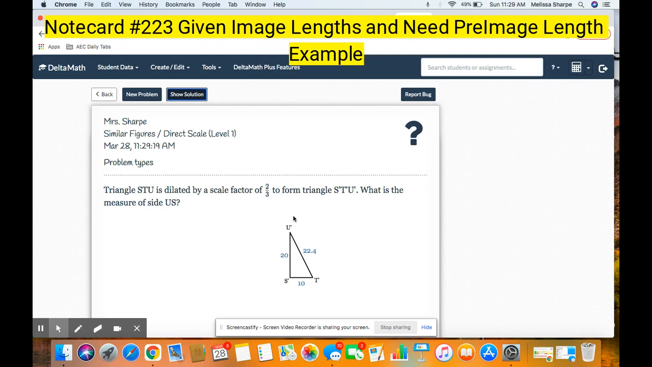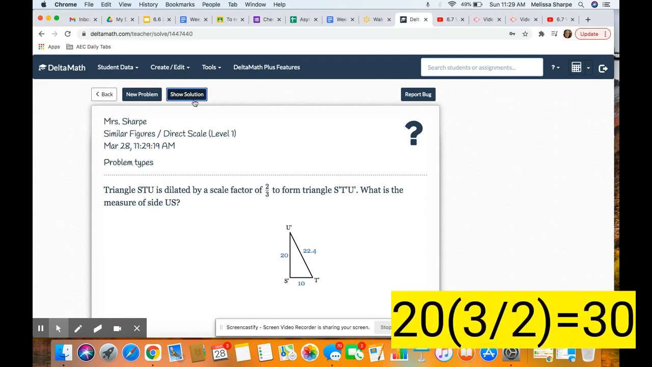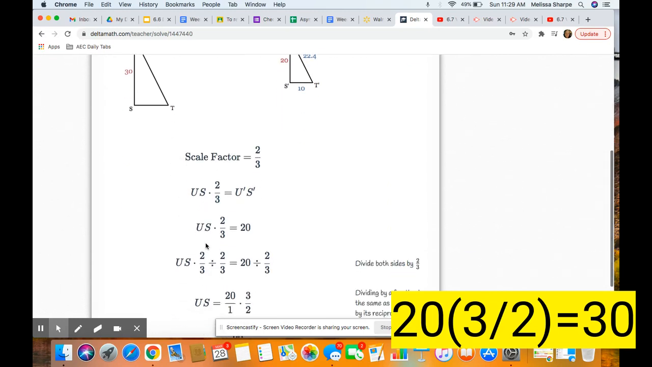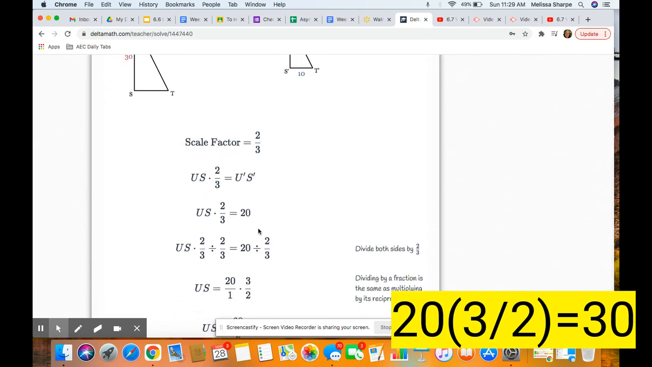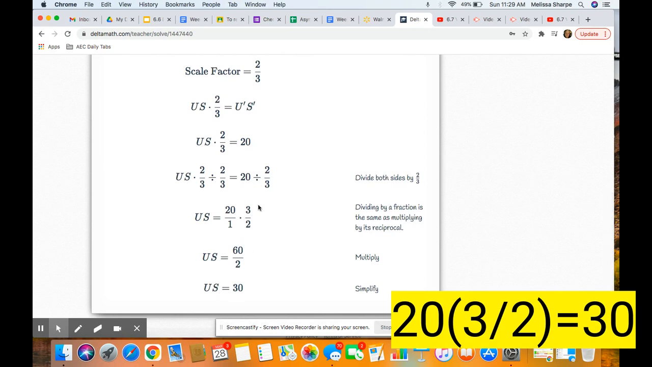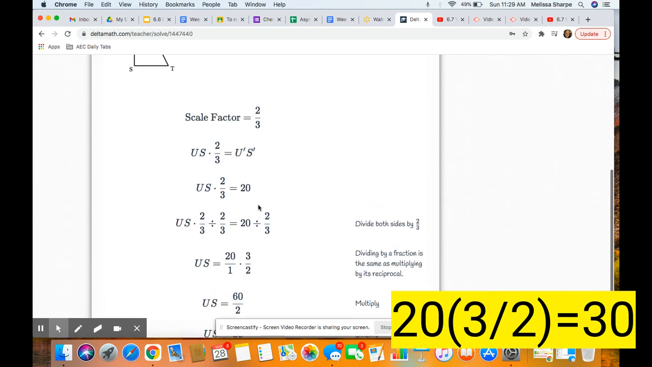So here's another one where they gave us the primes. They gave us the image. And they want us to get back to the pre-image length of US. So I know US would be over here. And I don't know what its length is, but I know that the image is 20. And I know there was a dilation by a scale factor of 2/3. So I would just do 20 divided by 2/3 to get back to the original, which is 20 times 3/2. And here is the setup algebraically. 20 times 3/2, you're going to get that the original US is 30.